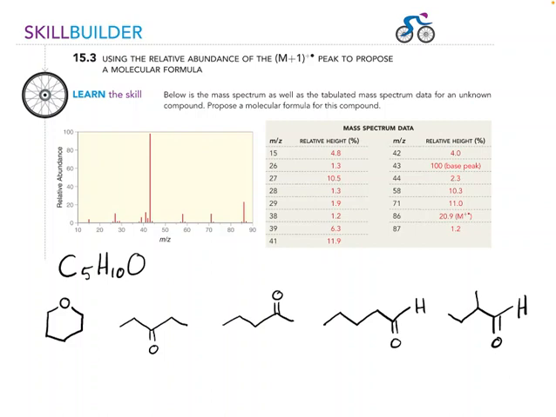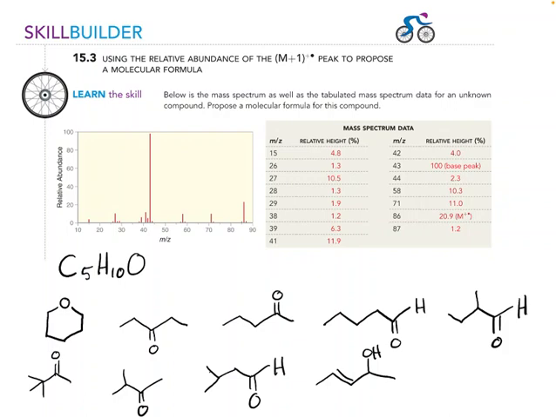We could have a branched ketone as well. There's a couple of different branched ketones we could have. We could have, let's see, a slightly different branched aldehyde. We could also have an alcohol with an alkene. And I think that's about it for constitutional isomers for this molecule.